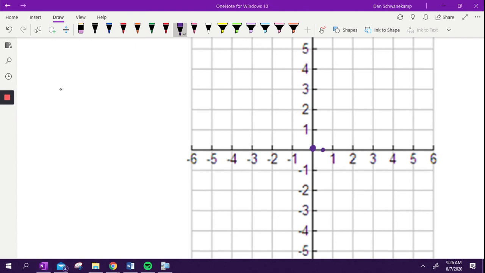Domain. All real numbers. Range. Correct. It is one of the letters. Is it all real numbers? No, because I can't get a y value of 0.5. There is nothing on my graph at 0.5.